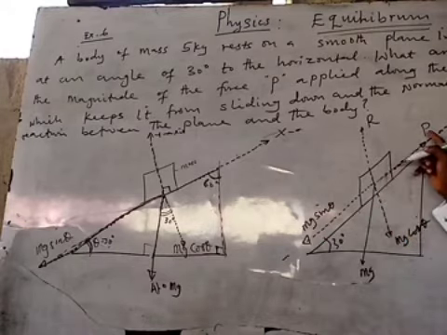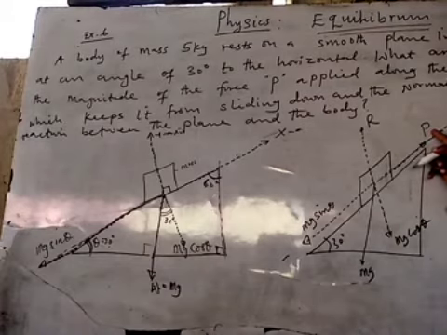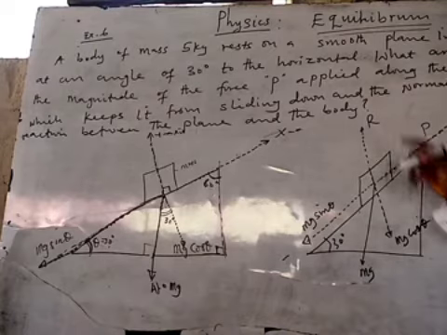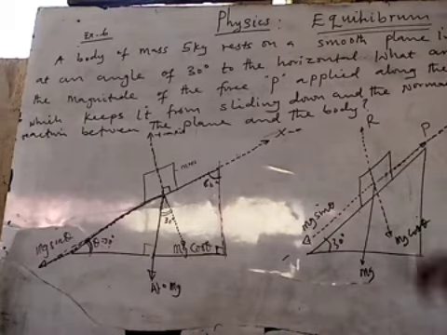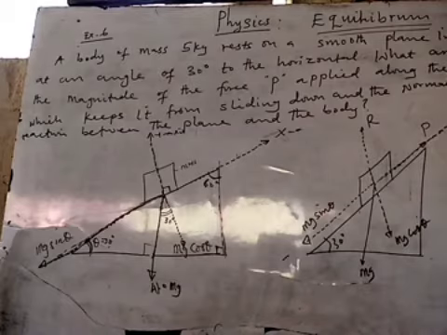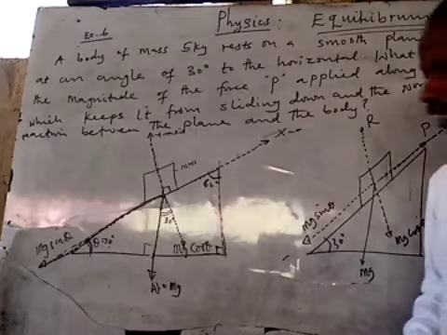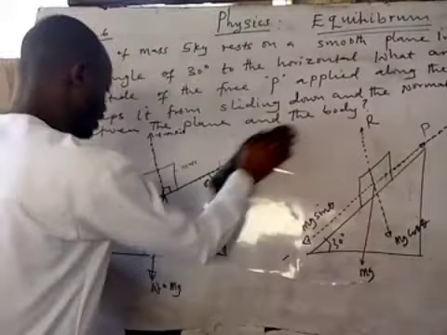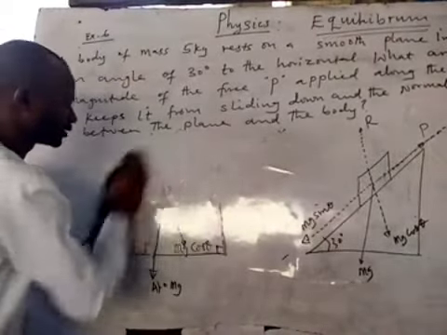What should now be the magnitude of this force? And what should be the value of the reaction produced by the surface of the incline? That is what this question is demanding from us. Now, what do we do? It's very simple. I have to clean this illustration diagram.